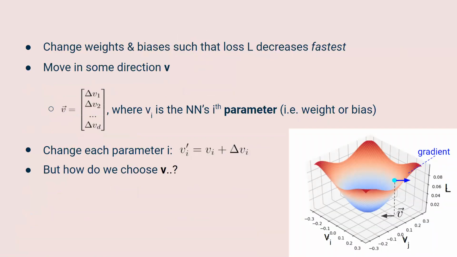So again, we formulated our problem as wanting to change our weights and biases so that we're decreasing our loss fastest, right? Why the fastest? Well, why not, right? You don't want to learn slowly. You want to be very efficient about how you learn. And so we want to be very conservative about what steps we take and how good those steps are.